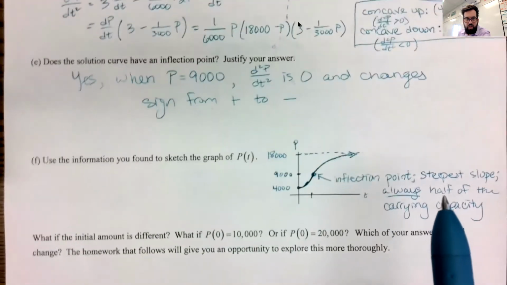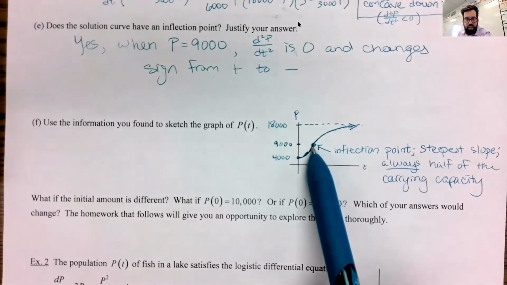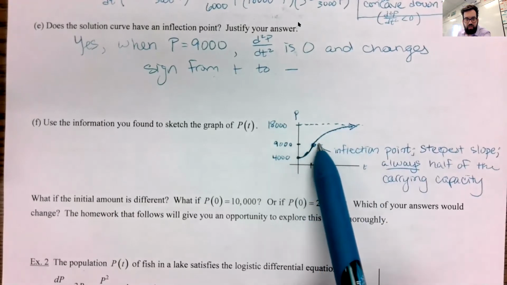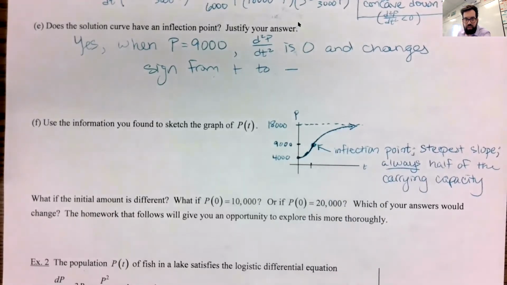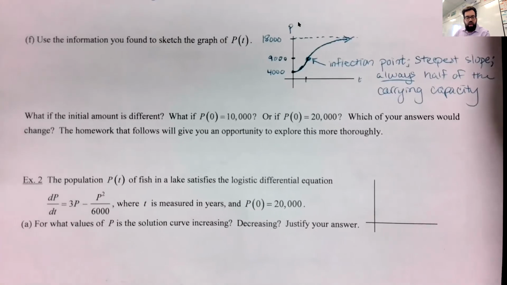Okay? So in the homework, you don't always have to do the second derivative. If all you're asked to find is, you know, the concave up and concave down, you can usually just use that inflection point. That's half of the carrying capacity. All right, let's take a look at the next question.